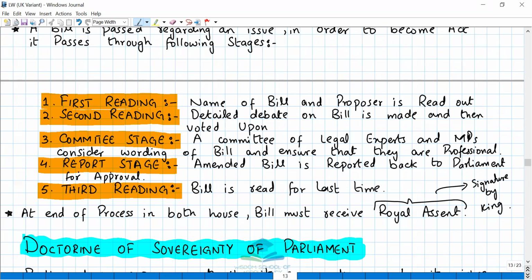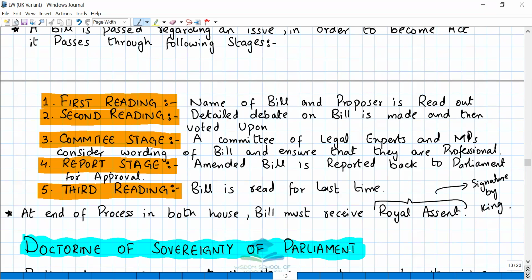In the House of Commons and House of Lords, all these steps happen twice. First in the House of Commons and then in the House of Lords. So in both houses, these stages are repeated. In second reading, the parliamentarians make a debate on the bill, on the issue, and then a voting is done. Then comes the committee stage.